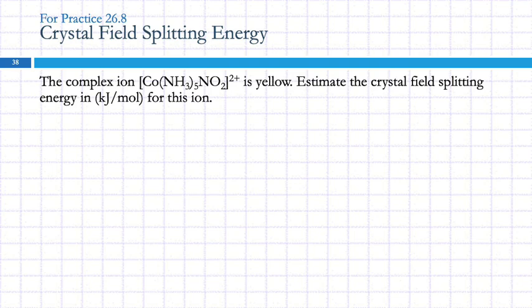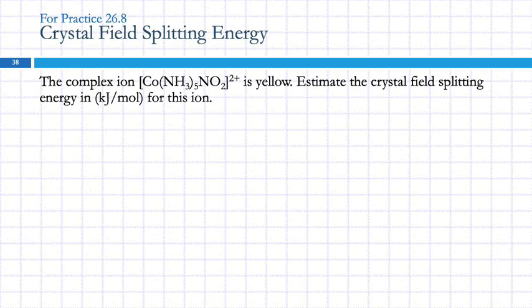So the complex ion, let's see, pentaamminenitrocobalt(III), I believe, is yellow. Estimate the crystal field splitting energy in kilojoules per mole for this ion.